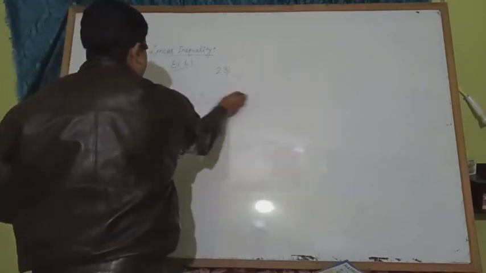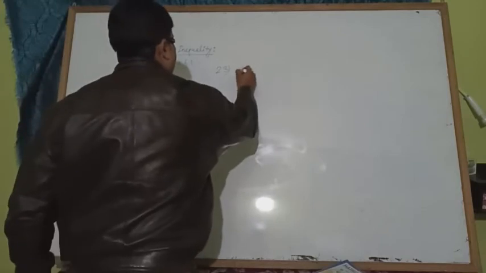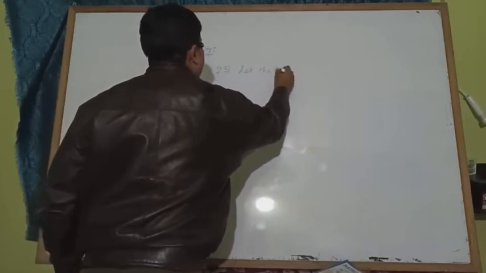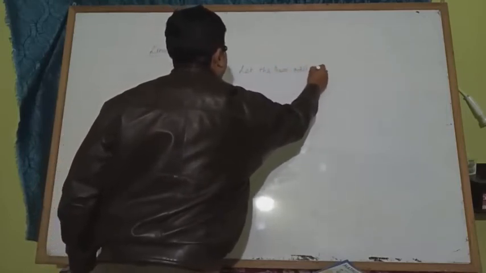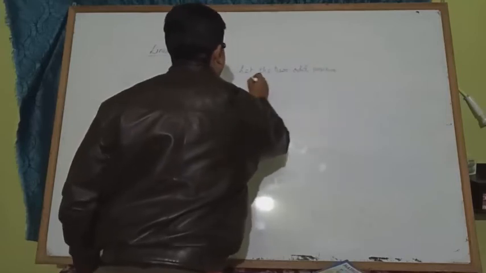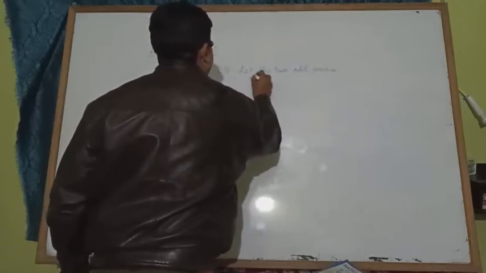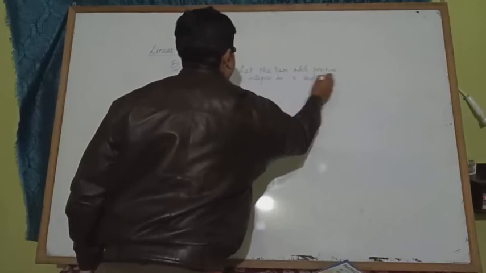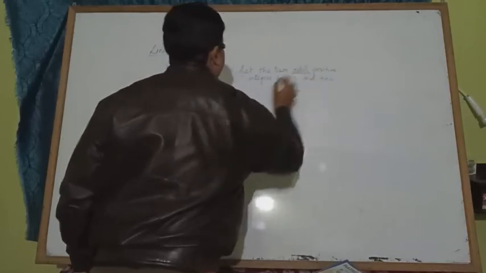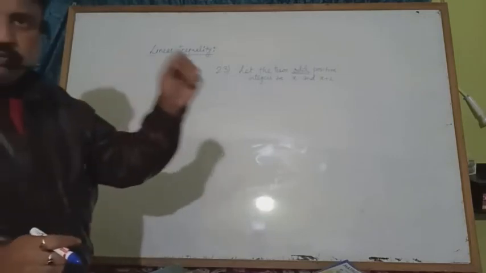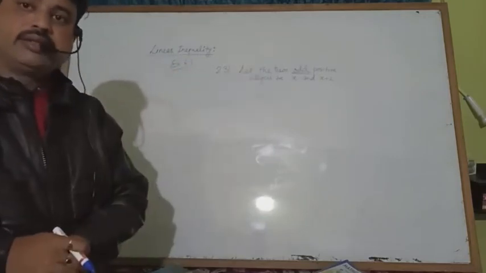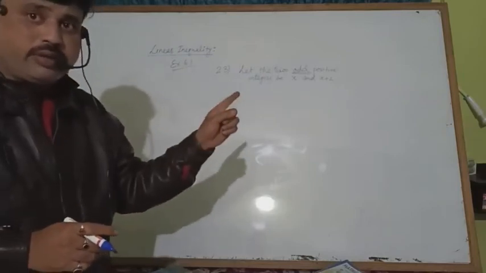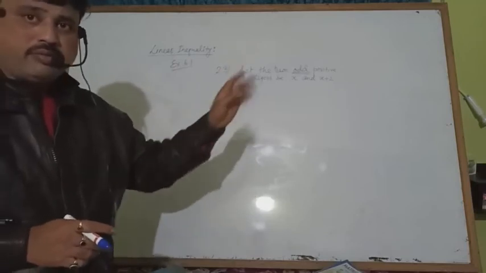So let the two odd positive integers be x and x plus 2. This odd number you remember, because while finding our answer, this word has some meaning. That will help us. If we overlook this word, we will get a wrong answer. So this you have to remember.